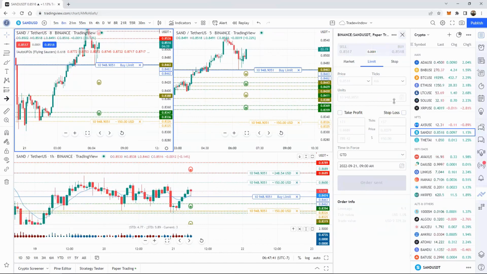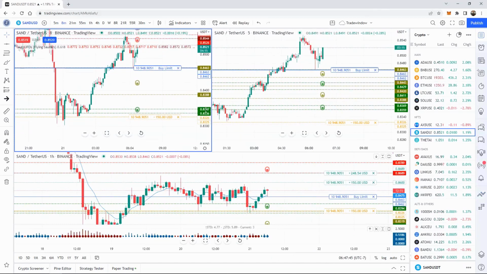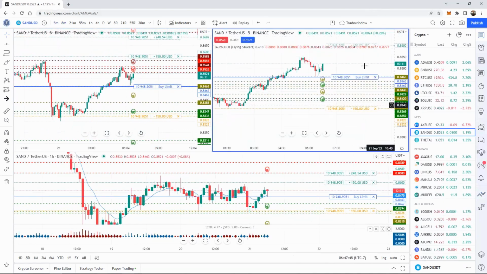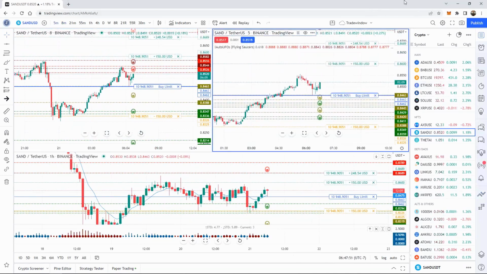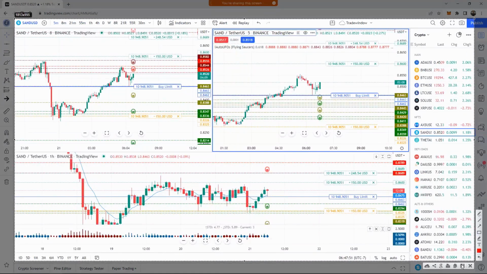All right, now that we've set up a couple of trades together, any questions that you may have? Any concerns that you'd like to discuss as I take this screenshot? 2022, 0921. This is Sand, 1 hour setup.